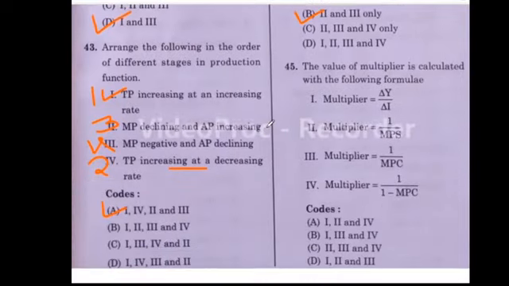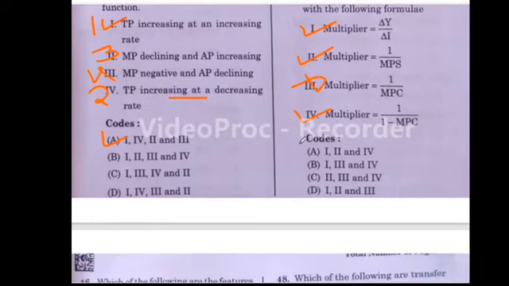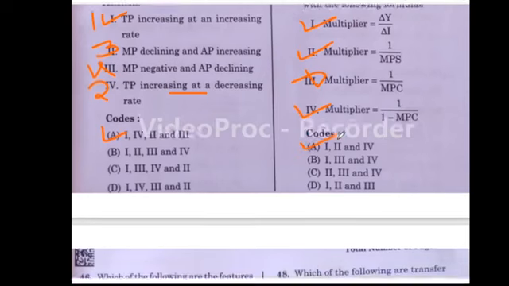So now at this time many students want to check their answers, so I am going to provide you only key answers. The value of multiplier is calculated. Multiplier's formula, you know, multiplier is equal to change in income divided by change in investment, delta Y upon delta I. It is also correct. Then multiplier is equal to 1 by MPS, correct. Multiplier is equal to 1 by (1 minus MPC). This is also correct. Third one is wrong here. So here the right answer is option A. 1, 2 and 4 are correct.